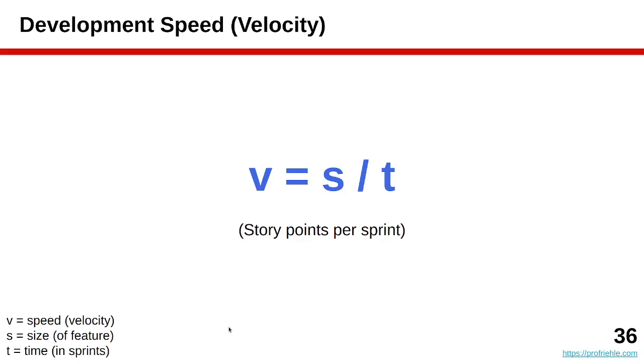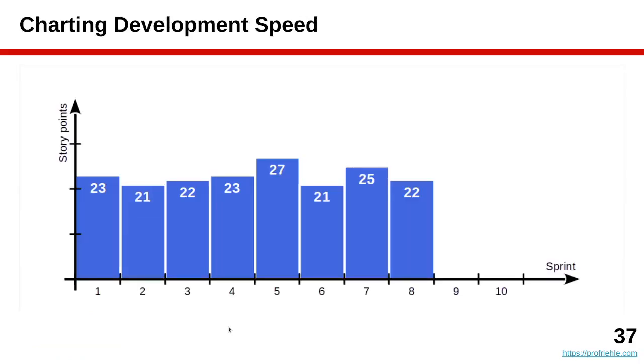So if you're doing 25 story points per sprint all the time, that's your speed. You can chart it. It's likely to vary a little bit. In one sprint, you get here in the illustrating example, in the first sprint, you got 23 story points done, then 21, 22, 23, 27, back to 21, etc., etc. So this is fairly regular. This suggests a team that's been working together for a while already.